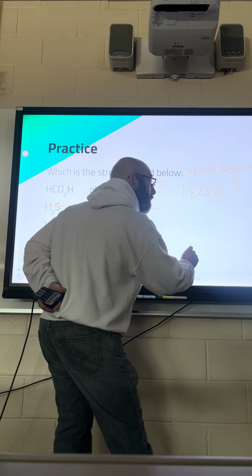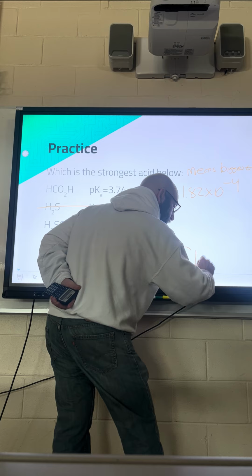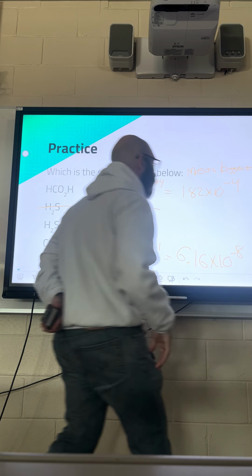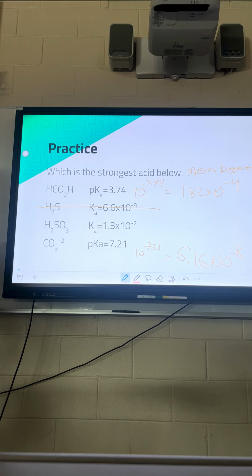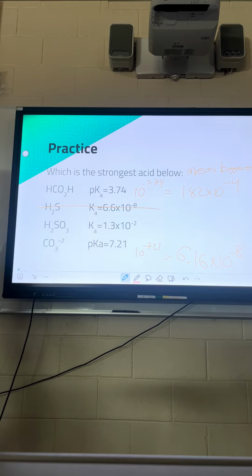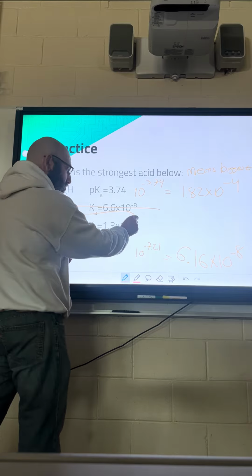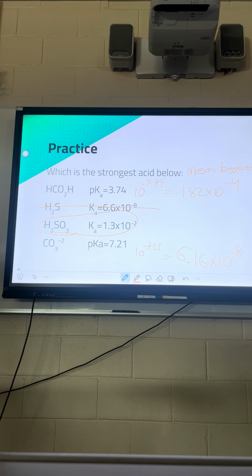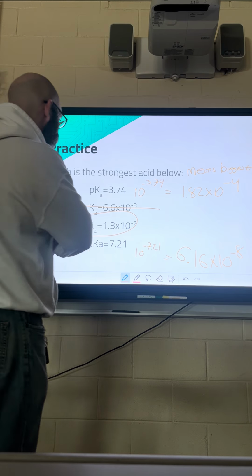What'd you guys get for this one? Okay. So now, if we look at the other 3, H2CO2H, H2SO3, and CO3 minus 2, of those 3, who has the biggest Ka value? So this is, of these 4 acids, the strongest acid. Of the 4, which one's the weakest acid? Yeah, there you go.